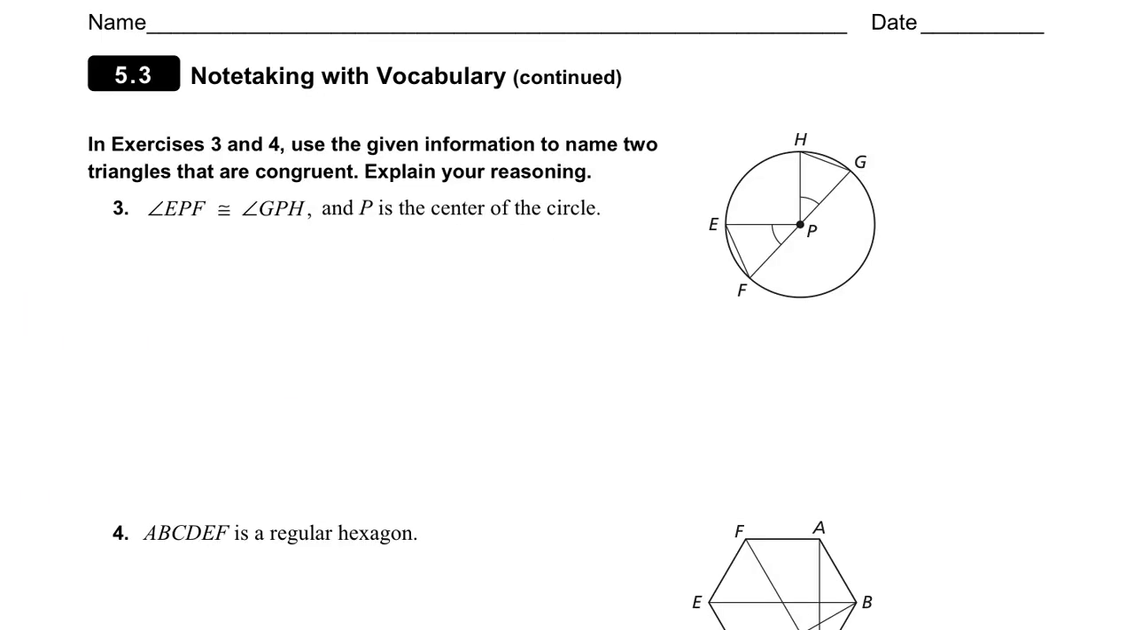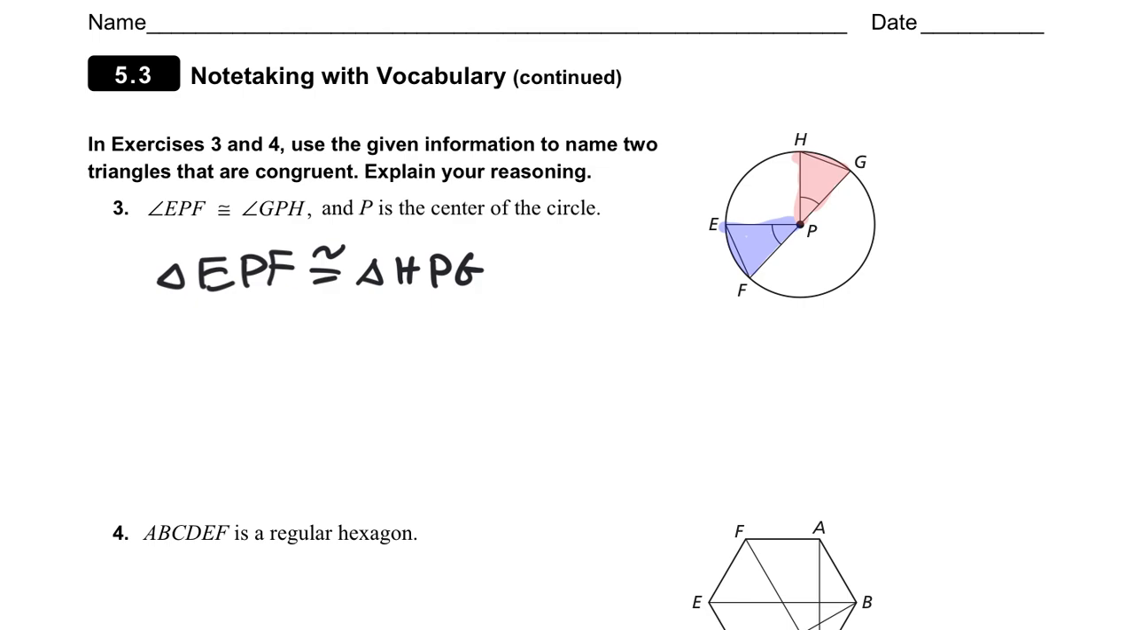All right, number 3, I'm not going to do a real proof for this, no real two-column proof, but it says use the given information to name two triangles that are congruent. Explain your reasoning. So I am going to be able to say that triangle, I'm going to highlight this, EPF is going to be congruent to triangle HGP.